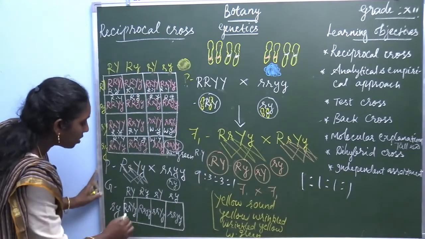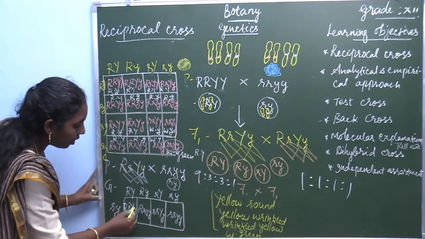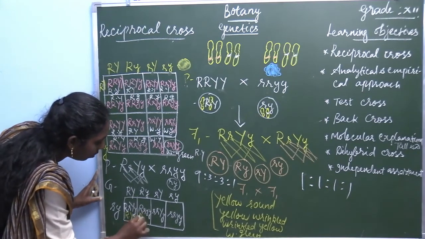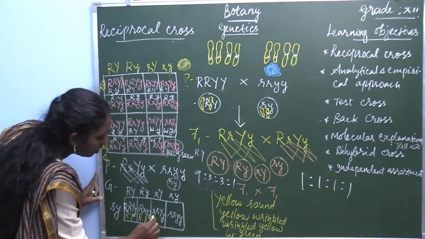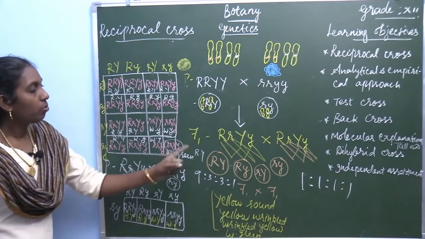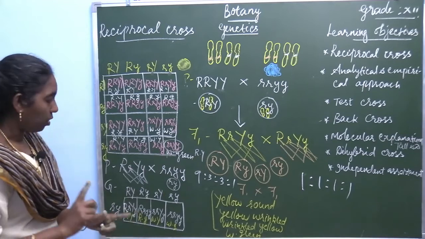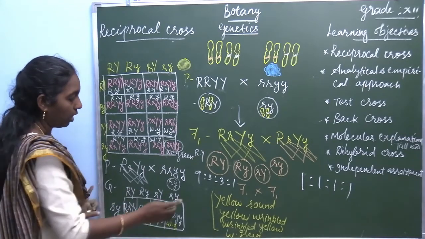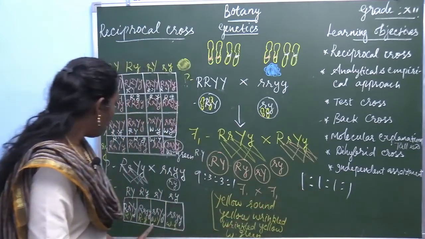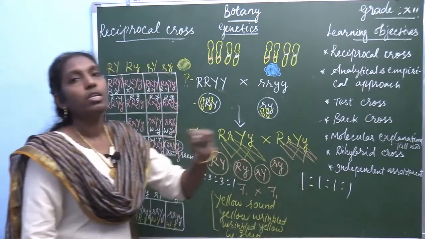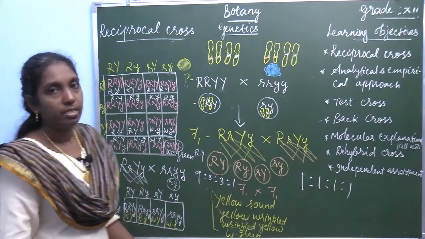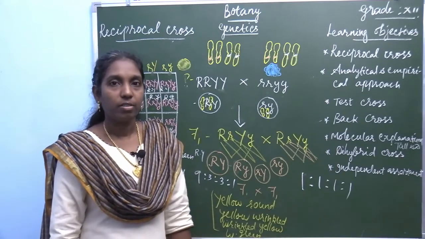So, how is it? This is round yellow, this is round green, this is wrinkled yellow and this is wrinkled green. So, each combination gives a 1:1 ratio. So, 1:1:1:1. One round yellow, one round green, one wrinkled yellow and one wrinkled green. This cross is called dihybrid test cross. I hope that you understand very clearly.